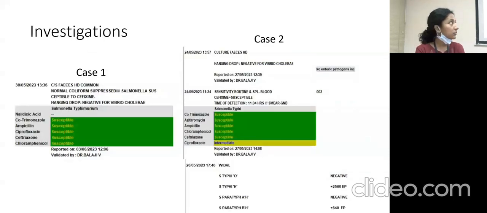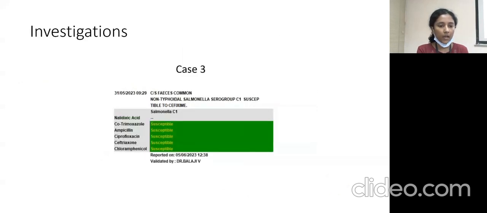So investigations that were done in case number 1, stool culture came positive for Salmonella typhi. In case number 2, the blood culture came positive for Salmonella typhi, and the Widal test was strongly suggestive of typhoid. And in case number 3, the stool culture came positive for non-typhoidal Salmonella.